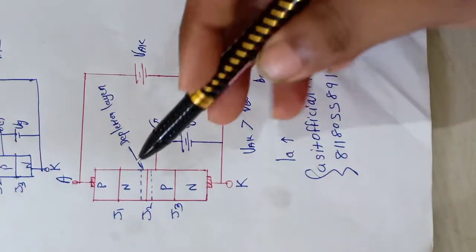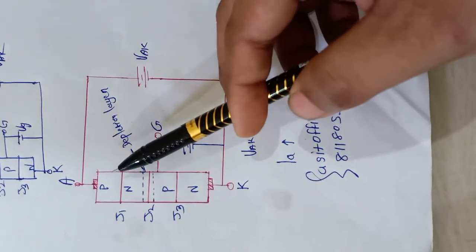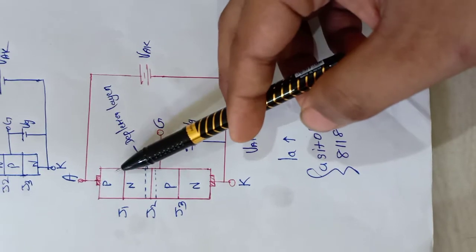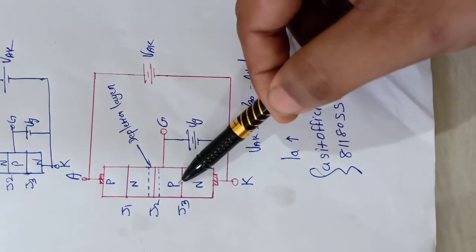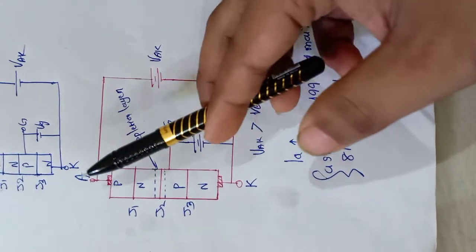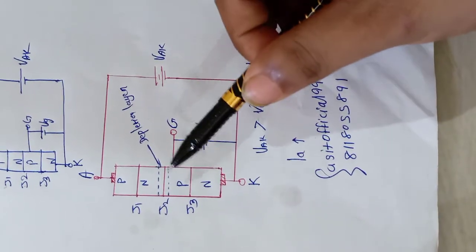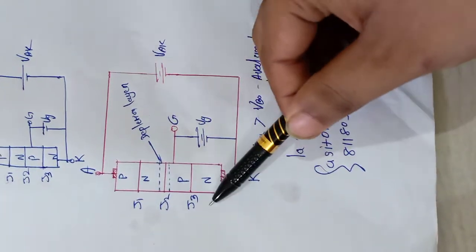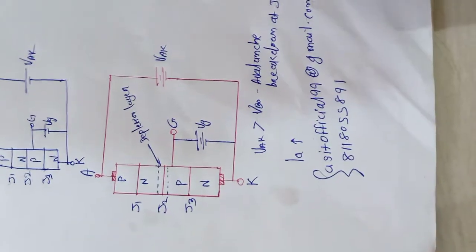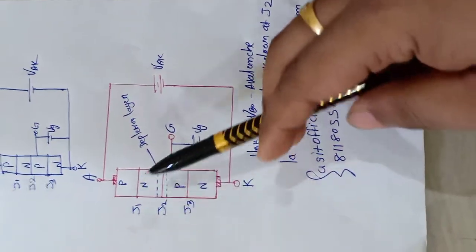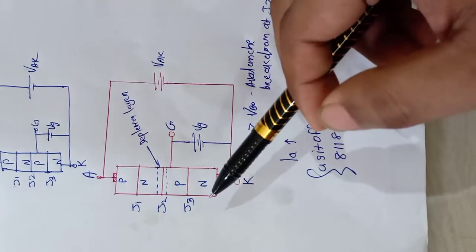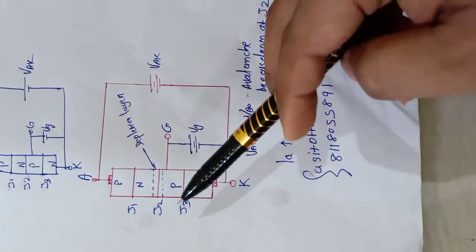An SCR looks like this. This is 4 layers of alternating P-type and N-type materials, and this SCR has 3 terminals, that is anode, cathode and gate, and it has 3 junctions, J1, J2, J3. So this is the common diagram or common structure of a SCR.